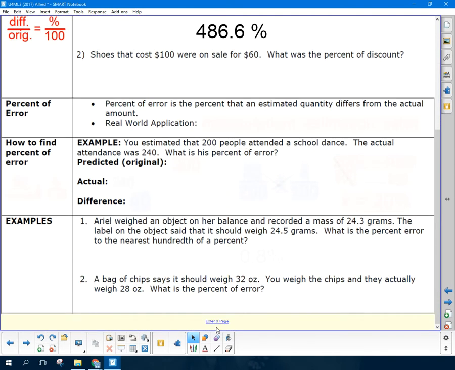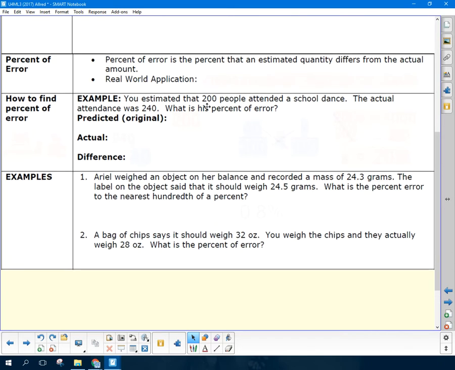Percent of error is really the same thing. It's the percent that an estimated quantity differs from its actual amount. Same applications: measurement, estimation, and sales. Really, this happens whenever you make a prediction about something. You say, hey, I bet that person's 6 feet tall. And then you measure their height and they're really 5'10". You're off by a little bit, and that's the percent of error.